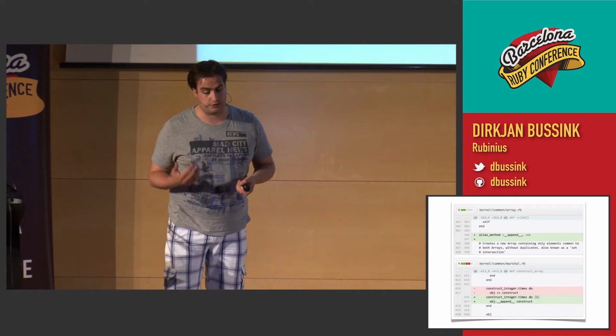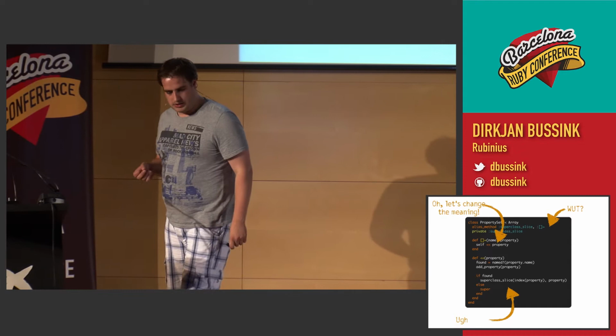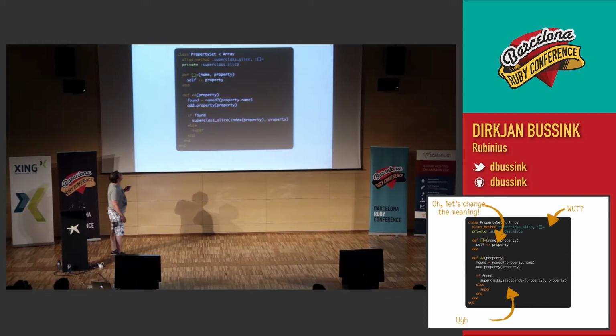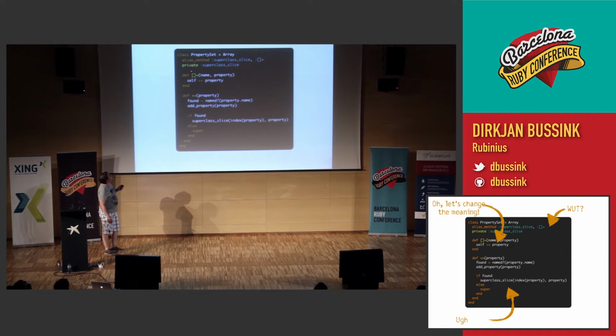So there are worse offenders, even very nasty ones. I don't know if everybody sees what's going on here, but we're doing the same array thing. Ruby library authors apparently love doing that kind of stuff. I don't know why. But here, we're aliasing a method. Why? What are we doing here? And some superclass slides, and we're going to use it there. And oh yeah, in the meantime, just change the meaning of what this method does.